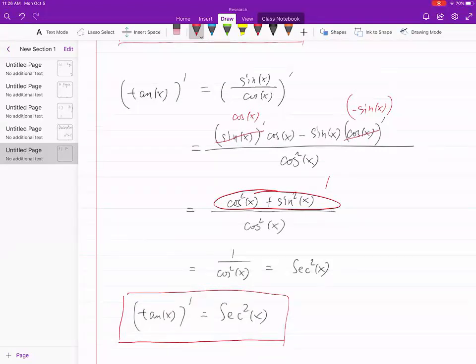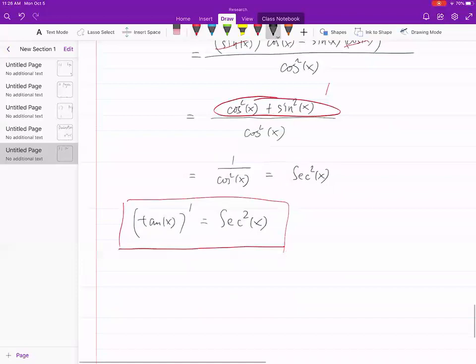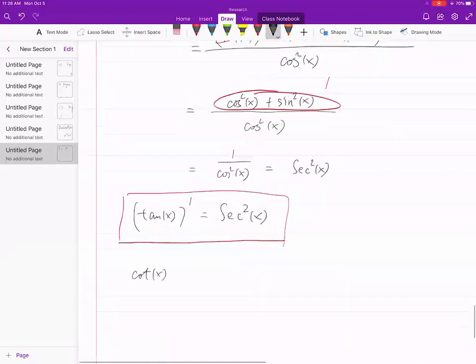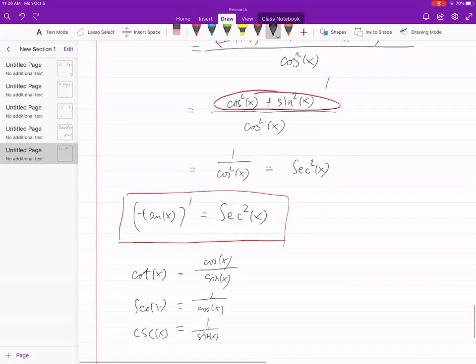If you feel good about this, you go ahead and try to find the rest of the 3. You still have cotangent, secant, and cosecant. They follow exactly the same format here. Okay, so let's just try to do it by yourself. Cotangent, secant, cosecant. Each one is a quotient: cosine over sine, 1 over cosine, 1 over sine. Try to do it yourself.